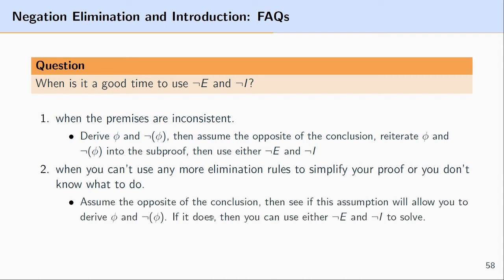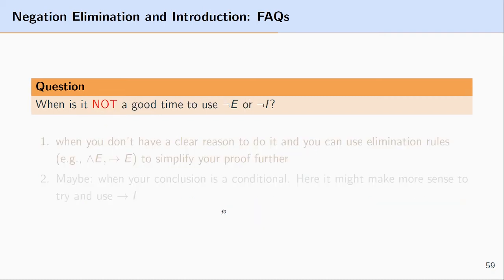So the strategy here would be to assume the opposite of the conclusion, then see if this assumption will allow you to derive a contradiction, that is phi and not phi. If it does, then you can use either negation elimination or negation introduction, whichever one applies in this scenario. Another question I get is that sometimes people will always try to use these two rules.